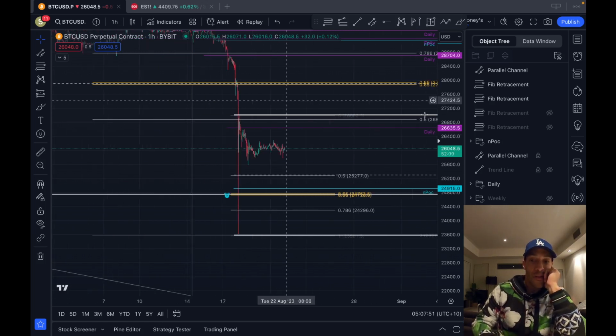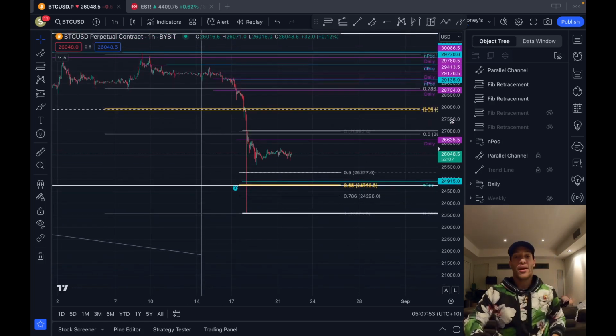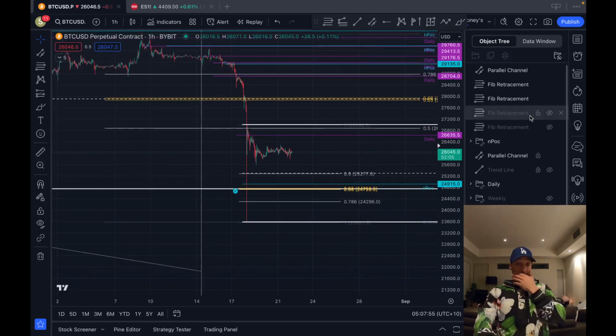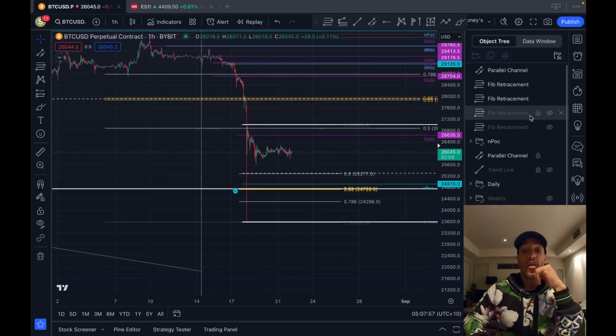So there you go, guys. Just a quick explanation of how you can use the object tree to find confluences in the chart.